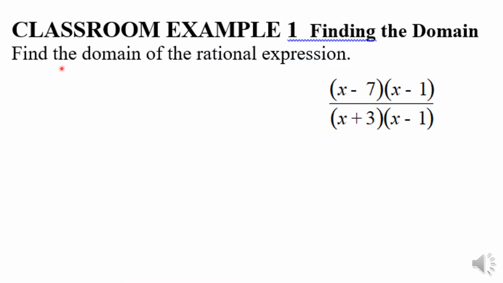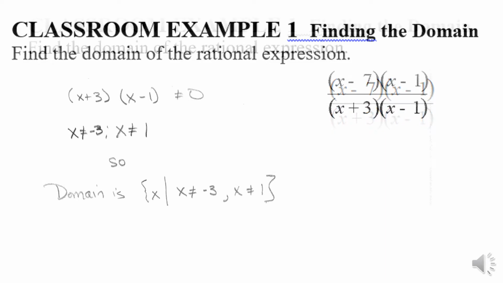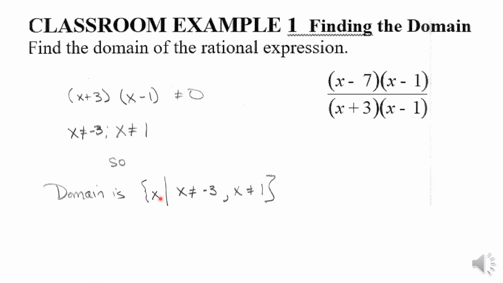Here's a classroom example. You're supposed to find the domain of the rational expression. Pause the video and see how you do, and I'll be back in a moment. And I'm back. And we see that the domain is the set of all x in real numbers such that x is not equal to minus 3 and x does not equal 1.